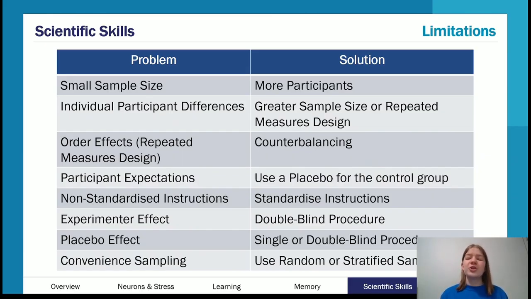If you have the placebo effect, it's normal that you have it. So what you do is you make sure that the control group has the placebo effect too. And then that way you can effectively use your control group as a baseline against which you can compare the results for your experimental group.